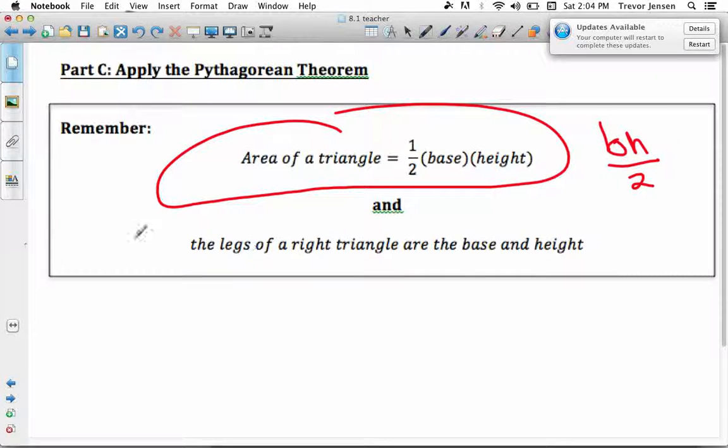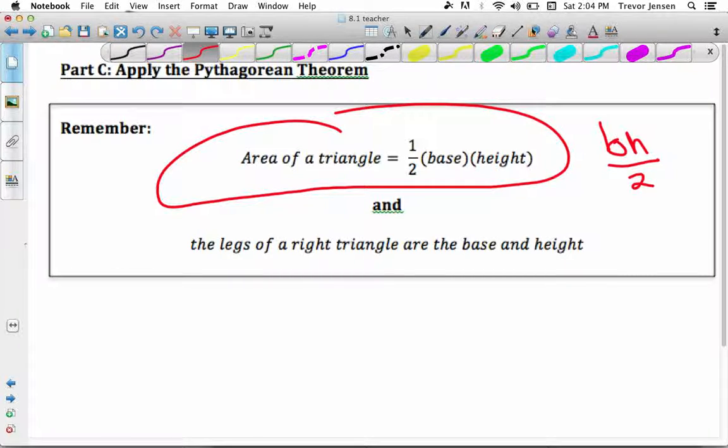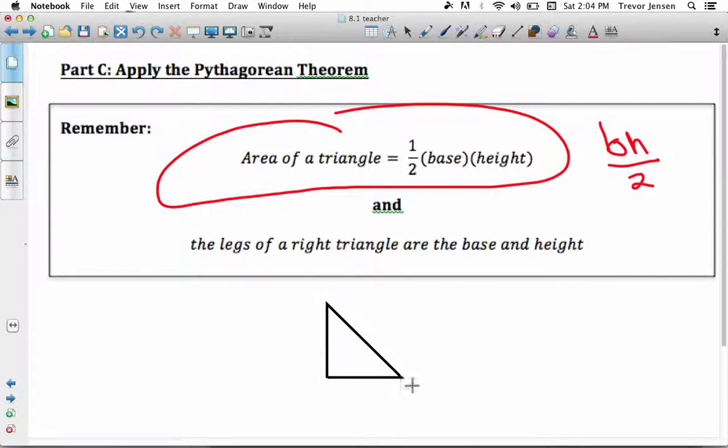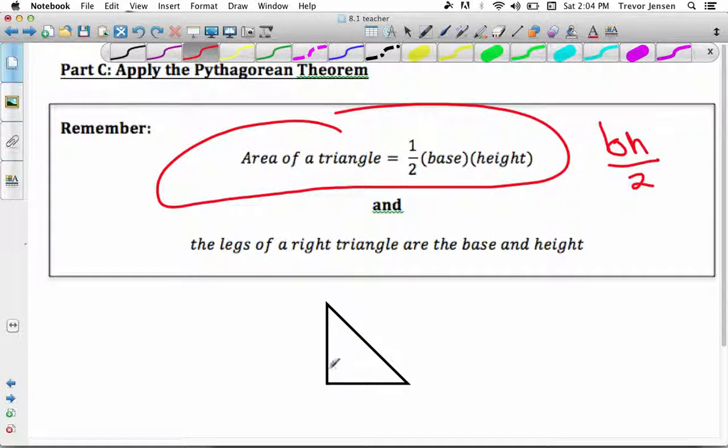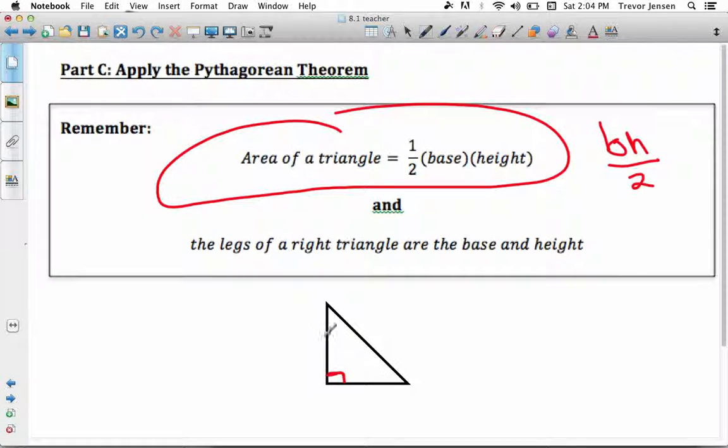And you have to know, if we have a right triangle, let me just draw one here. If I've got a right triangle, here's my right angle. Here's my a, my b, my c. Remember, c is always across from the right angle. That's our hypotenuse.